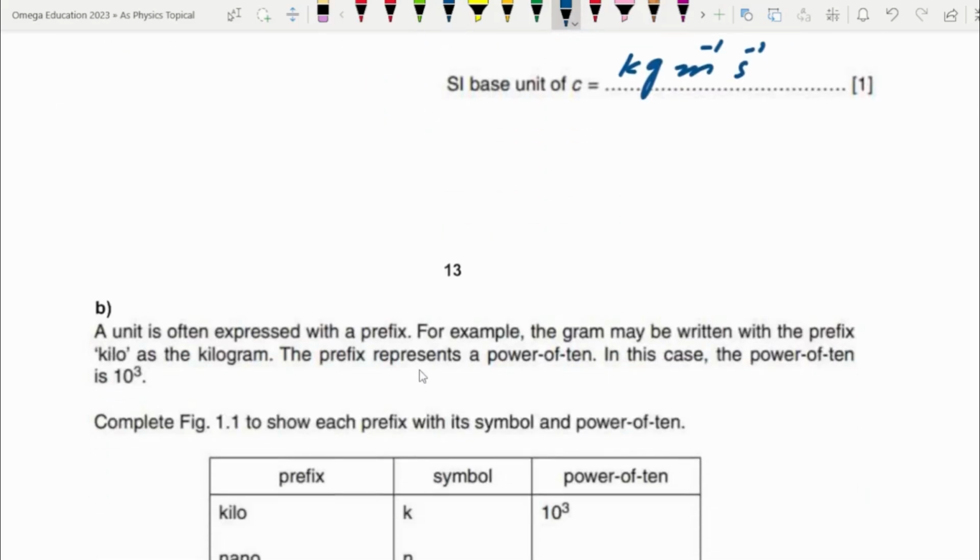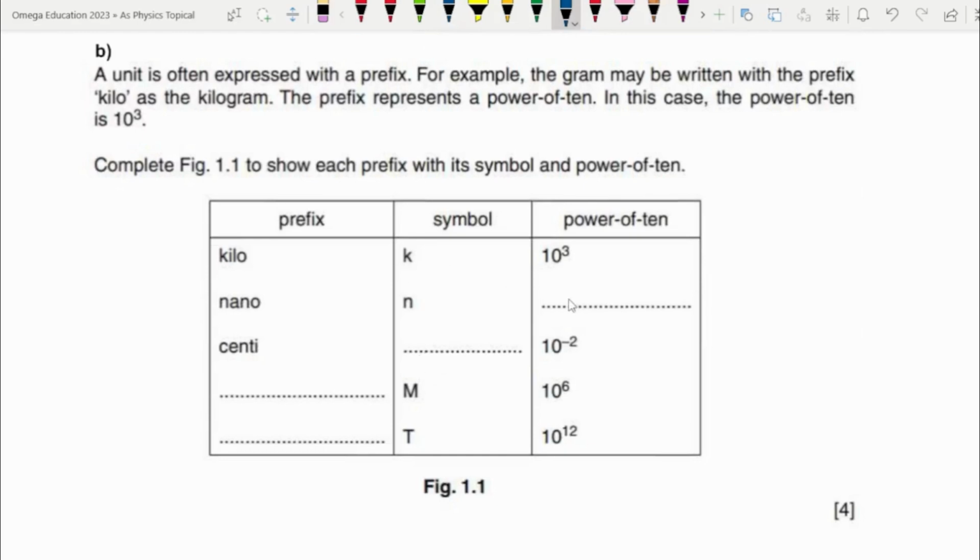Okay, let's take a look at the next one and the last question. Nano is 10 raised to the power minus 9. Centi, the symbol is small c. Mega is 10 raised to the power 6. And 10 raised to the power 12, the symbol T, is tera.